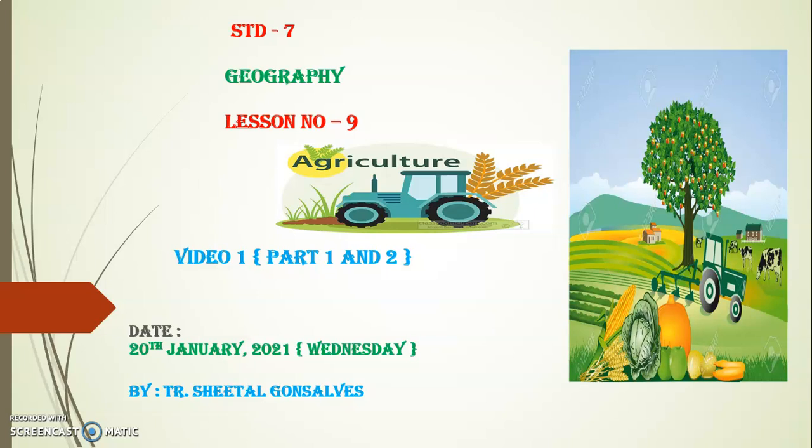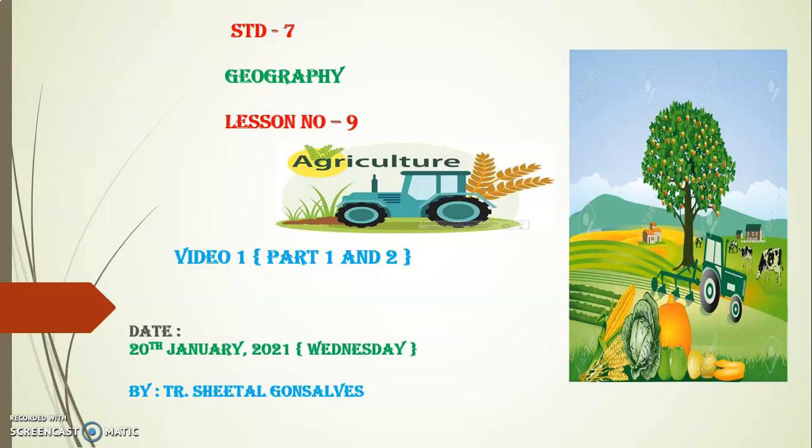And our today's lesson, lesson 9, is a very beautiful and interesting lesson because it is related with our primitive and our ancient tradition and culture of growing food grains, fruits, flowers and raising of livestock, and that is none other than agriculture. So my dear children, let us see what exactly agriculture means in our today's video 1, which will cover part 1 and part 2.